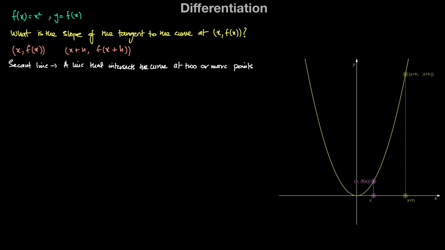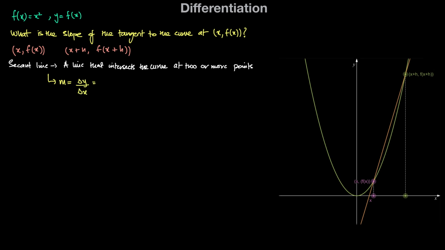What is a secant line? A secant line is a line that intersects the curve at 2 or more points. So let's draw a secant line between these 2 points. That is the line that intersects the curve at these 2 points. And the question that I have over here is, what is the slope of the secant line? Well, the slope of the secant line is the change in y divided by the change in x.